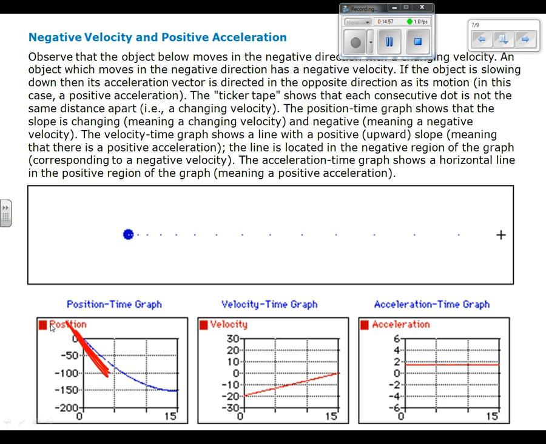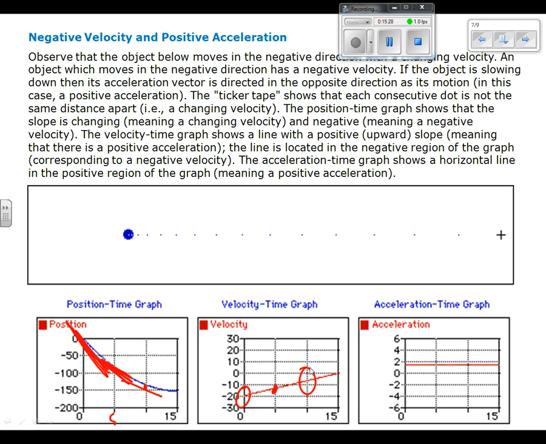Minus 20, right there. This is the graph of the slope. It's minus 20 right there. If this is 5 seconds, what's the value of the tangent line at 5 seconds? About minus 12. What's the tangent line at 10 seconds? About minus 8. This is a graph of the slope of the position time graph.